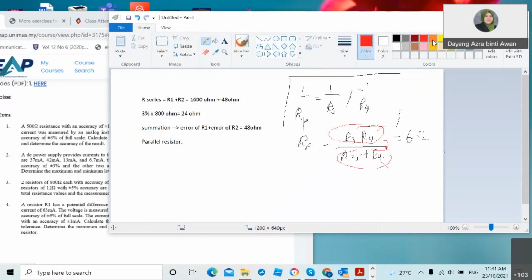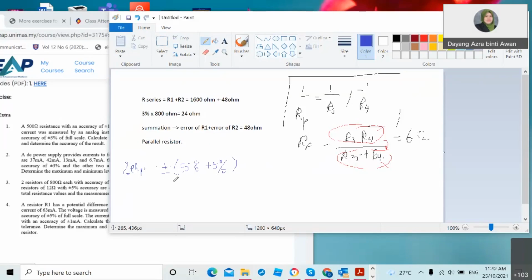The problem is you want to calculate the punya error. So then we have the percentage error of RP is equals to plus minus of the percentage. We have 5%. So depend how you are going to answer the question. Your answer of error depends on your method. Okay, so 5% plus 5%, since this is the error for R3 and R4.